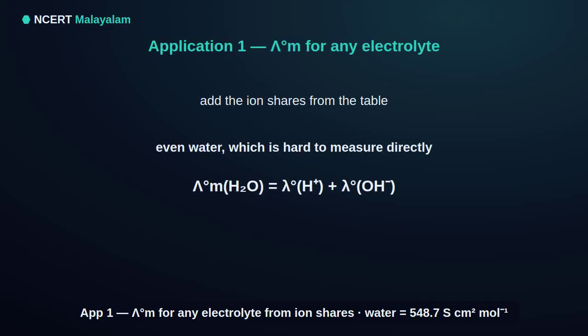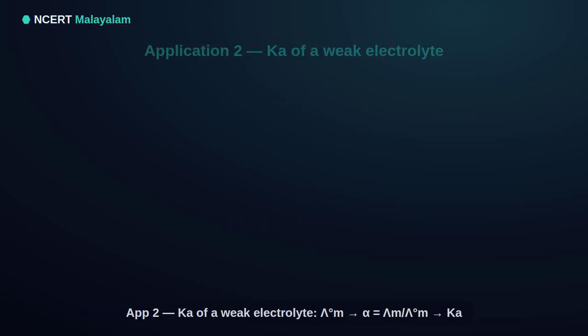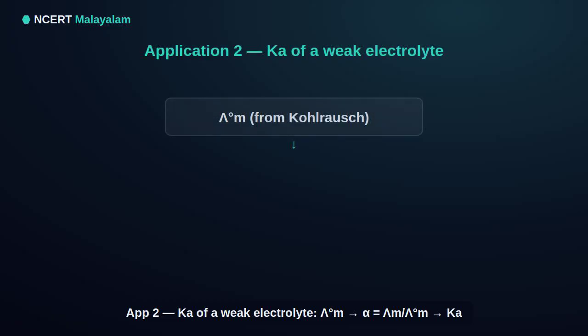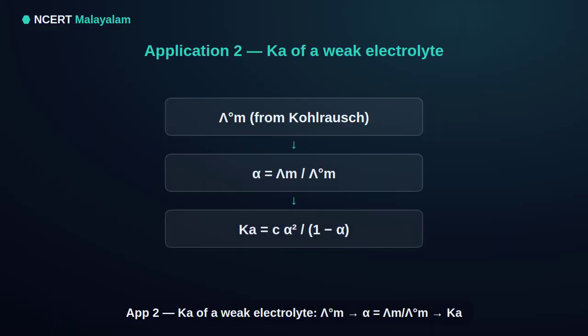Now the two big uses of Kohlrausch's law. First, if we know each ion's share, we can add up the limiting molar conductivity of any electrolyte. For example, water, which is hard to measure directly, splits into one hydrogen plus and one hydroxide minus. So water's limiting molar conductivity is the hydrogen plus share plus the hydroxide minus share. Second, for weak electrolytes, if we know the limiting molar conductivity and the molar conductivity at one concentration, we can find their dissociation constant K, just as we did for acetic acid.